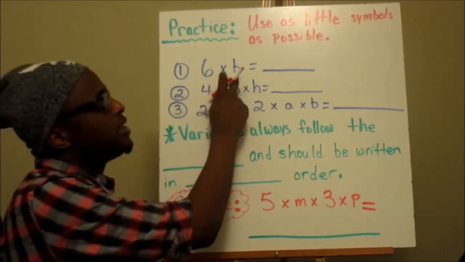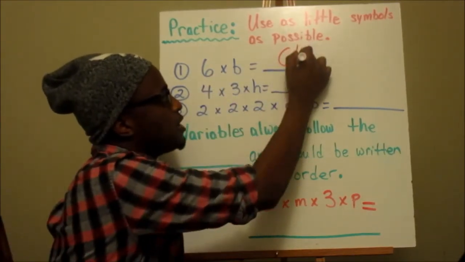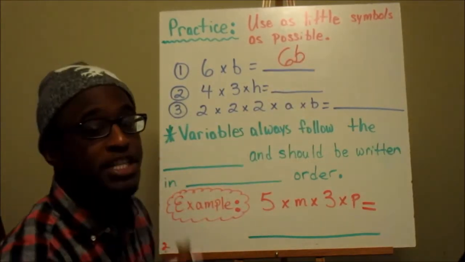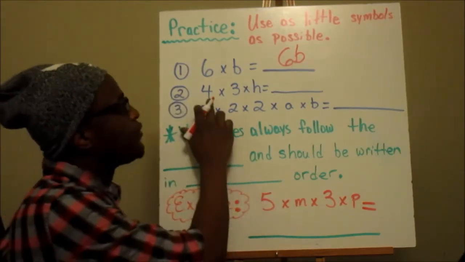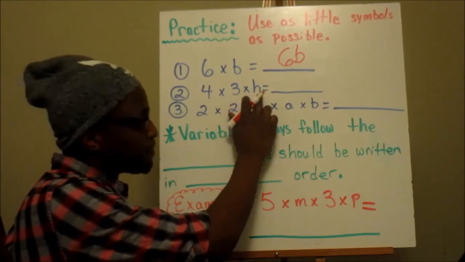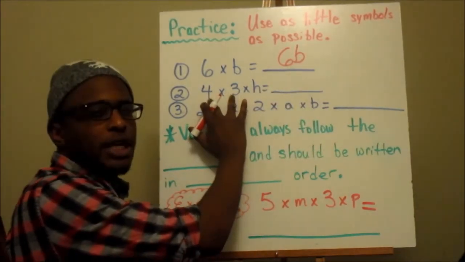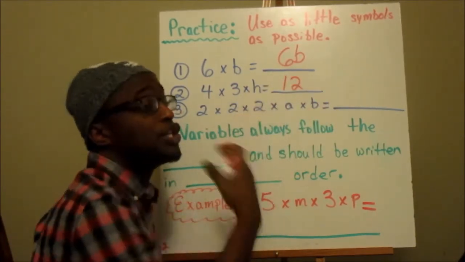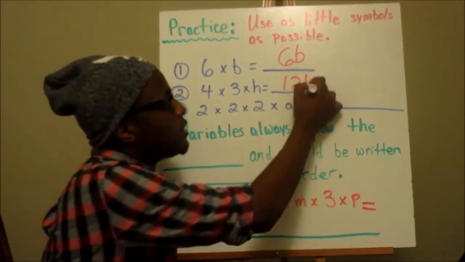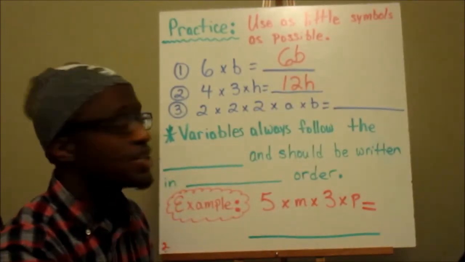So here we have 6 times b. Remember, we can just put the number right next to the variable, and it'll also represent multiplication. So we'll just say 6b, which means 6 times b. Alright, and our second expression, we have 4 times 3 times h. And what would it equal? Well, in this case, we can multiply 4 times 3, and that'll get us 12. And then we can just put the h, since we don't know what h represents yet, right next to our 12. So it becomes 12h, or 12 times h.